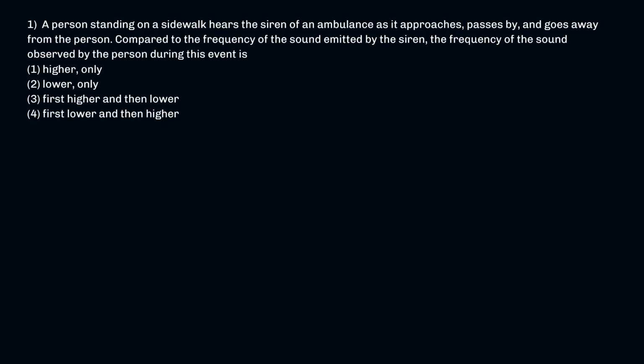All right, so example number 1, where a person standing on a sidewalk hears the siren of an ambulance as it approaches, passes by, and goes away from the person. Compared to the frequency of the sound emitted by the siren, the frequency of the sound observed by the person during this event is, and your answer choices are higher only, lower only, first higher then lower, and first lower then higher. So with this, it's good to draw a diagram out to figure out what's actually happening.